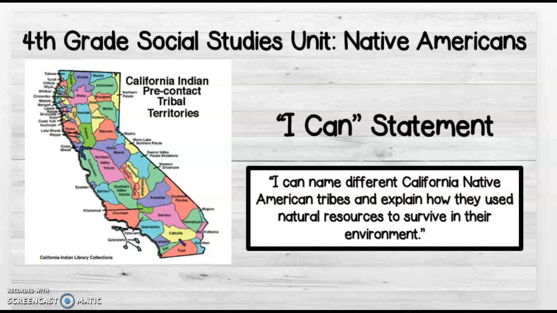So our fourth grade unit has been all about Native Americans, but before we continue with our lesson today, we're going to jump back to our lesson yesterday and read our I can statement. I can name different California Native American tribes and explain how they use natural resources to survive in their environment. So remember from yesterday, we talked all about how Native Americans use natural resources based on the four regions that they're from: the coast, the Central Valley, the desert, or the mountains.